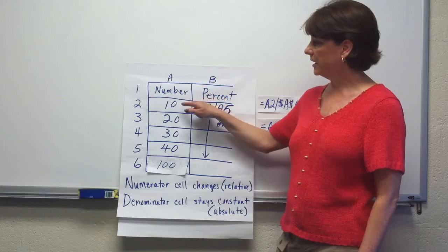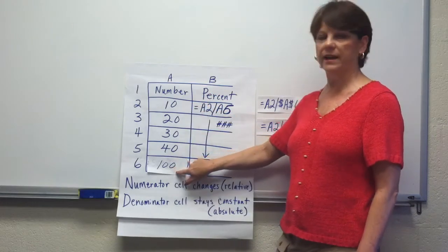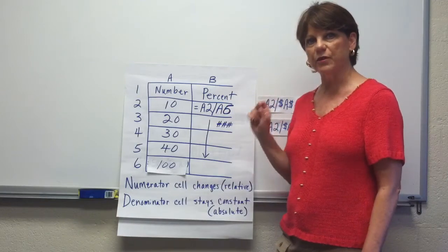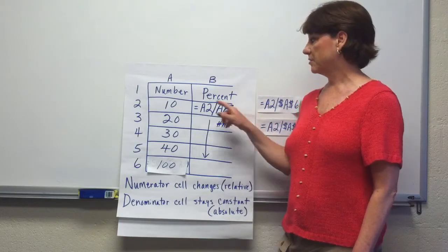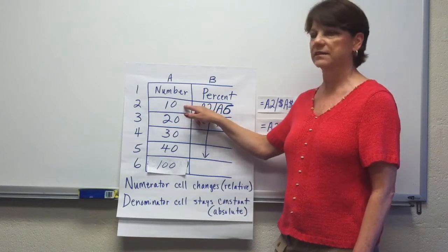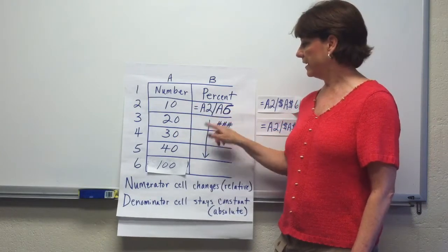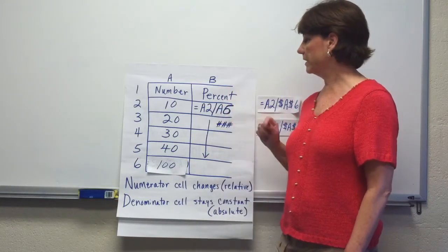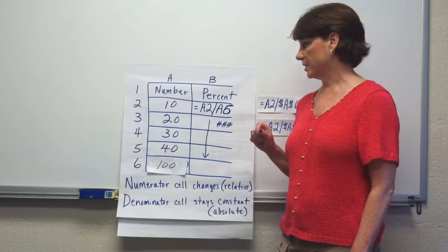Mathematically, I would take this number and divide it by this number. I want to use cell addresses rather than the numbers. So I'm going to put in a formula starting with an equal sign. I'm going to take the cell A2 and divide it by cell A6. That will give me the answer here for the percent.